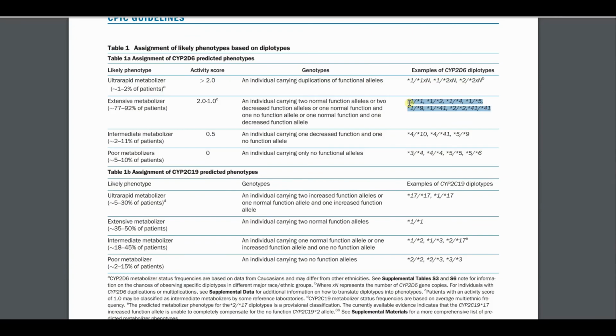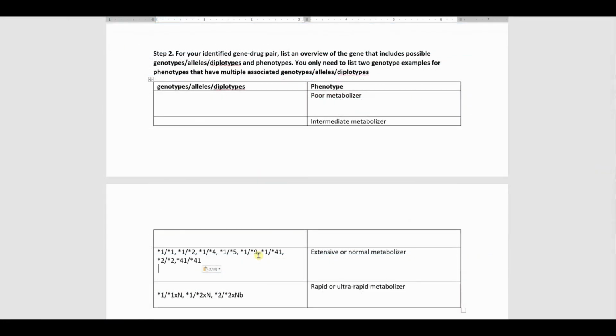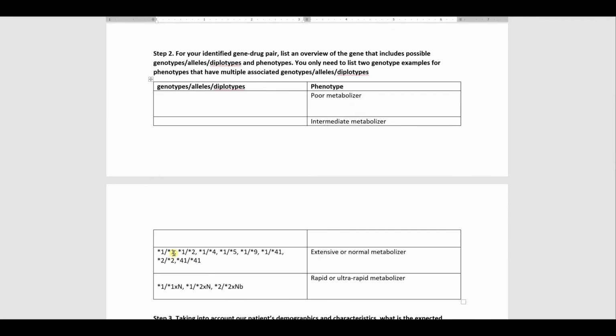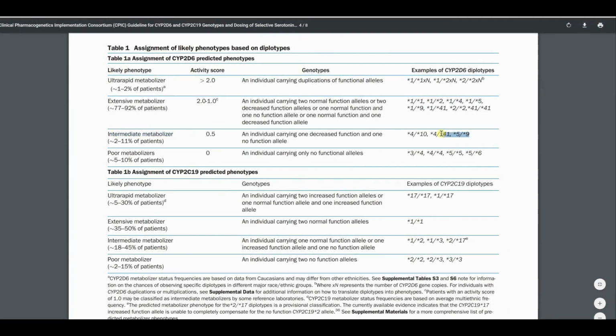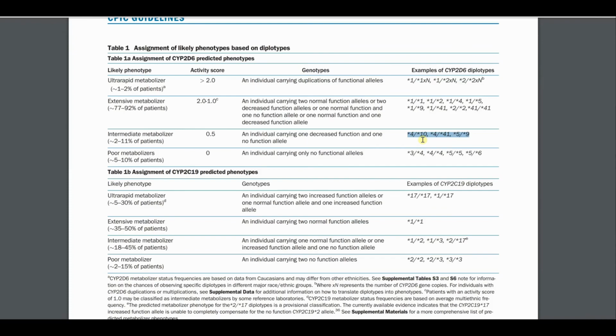So there's actually several star alleles that we might not think would be an extensive metabolizer that actually lands you in that extensive metabolizer group. There you go. So again, the standard one we usually think about with most CYPs is star 1. But again, CYP2D6 is a little bit special. And for intermediate metabolizer, you can see here they have some combination of what would be considered a poor functioning allele, but not so poor that it's what would be considered non-functioning. So that would be intermediate.